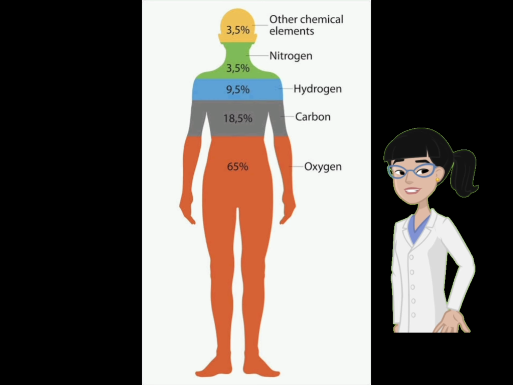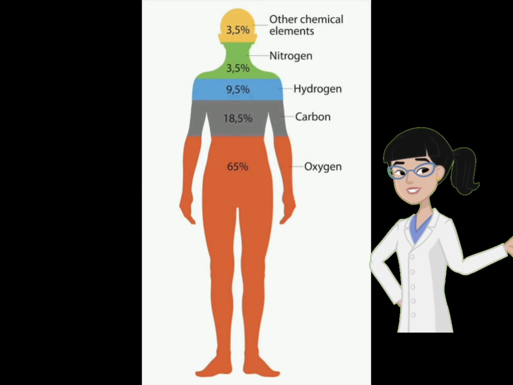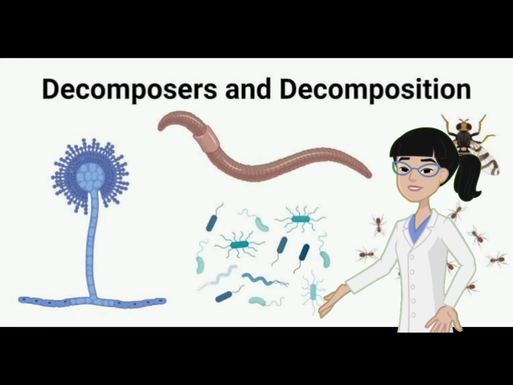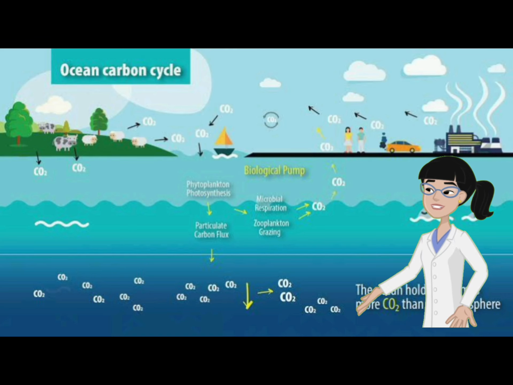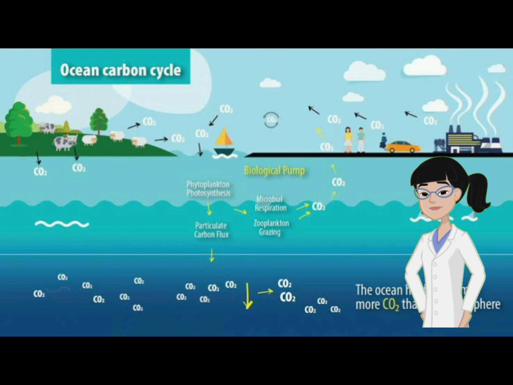The majority of the carbon exits the body in the form of carbon dioxide through respiration. The role of decomposers is to eat the dead organisms and return the carbon from their bodies back into the atmosphere. Oceanic carbon cycle. This is essentially a carbon cycle but in the sea. Ecologically, oceans take in more carbon than they give out. Hence, they are called a carbon sink.